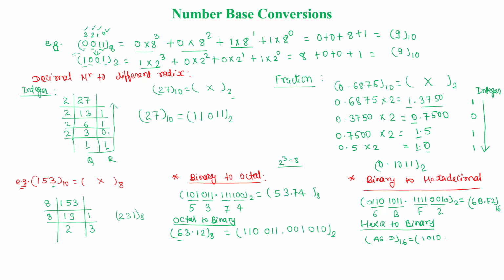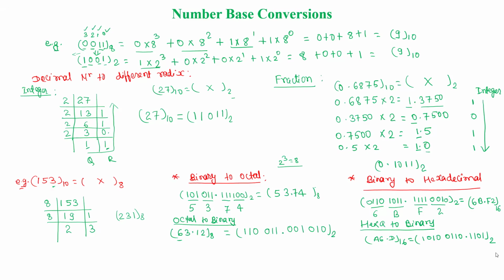6 is 110. But 4 bits are required, so we'll add a 0: 0110. After the decimal point, D is how much? D is 13. So what will we write here? 13 in binary: 8 plus 4, 12, and 1, 13. So now it's converted into binary. So like this, we are able to convert.